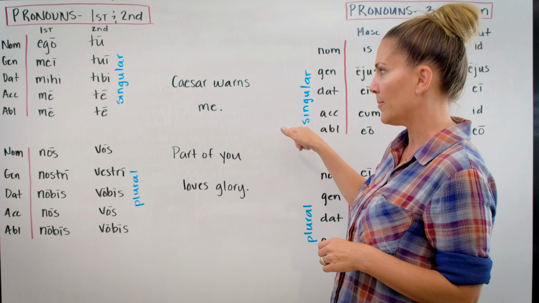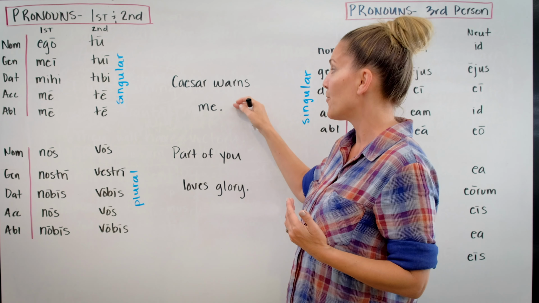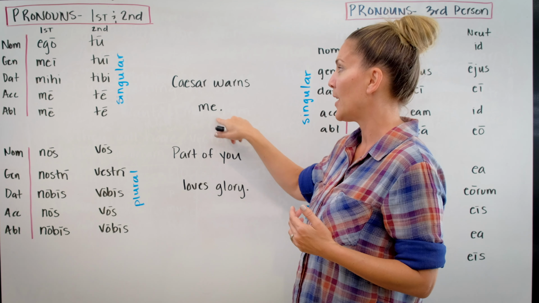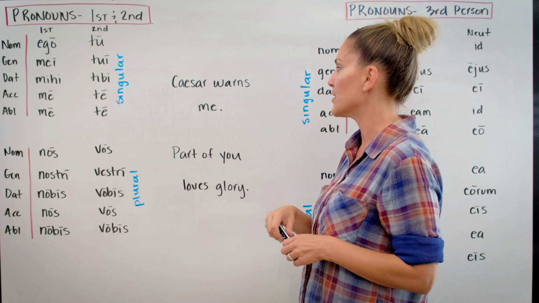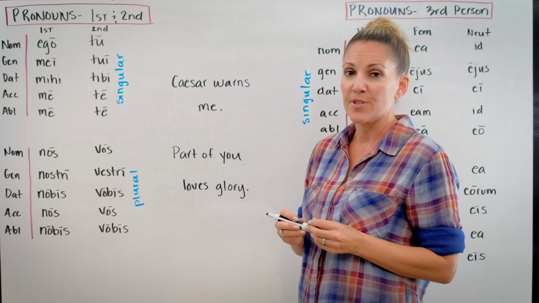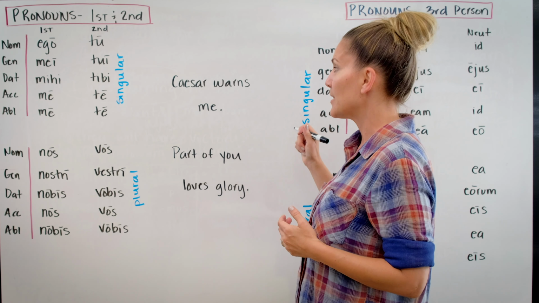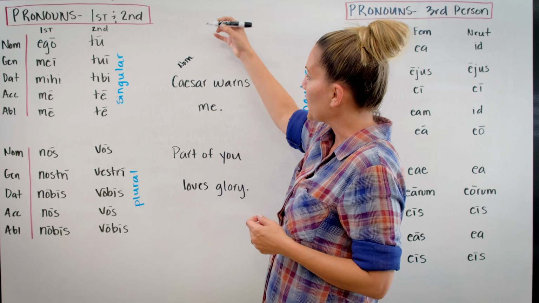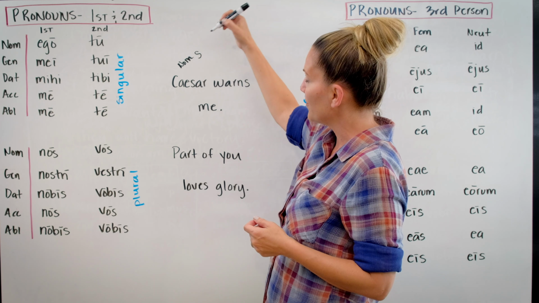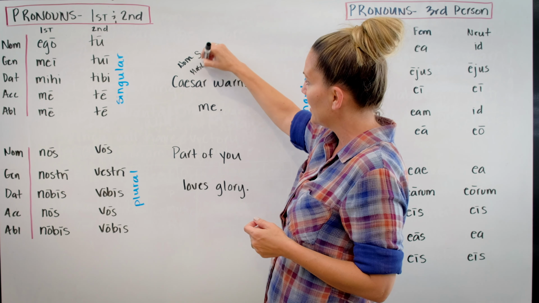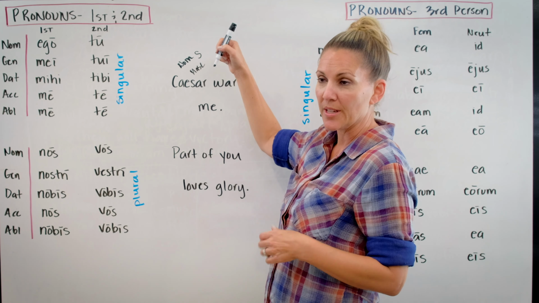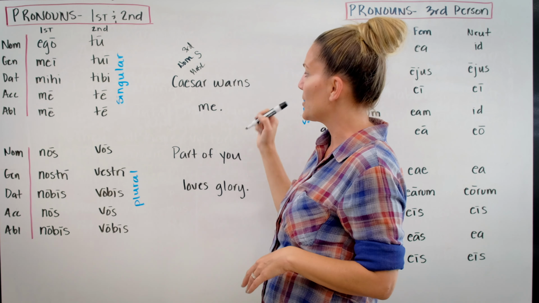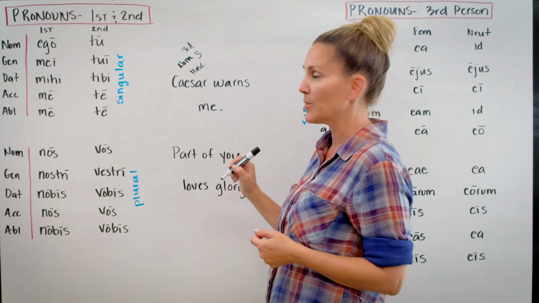Caesar warns me. So if we want to put the correct form of this pronoun into this sentence, we need to identify what role these words are playing in the sentence first. So let's start by finding our subject. Who or what is this sentence about? It's about Caesar. So Caesar is my nominative. Caesar is singular and he is masculine. And is he first, second, or third person? Well, he's a he, so that would be third person. So I have a third person singular subject.